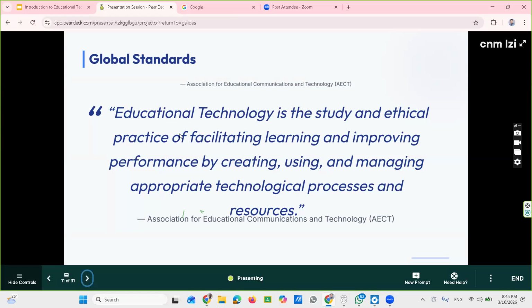Everything we discussed up to now is included inside this definition, except one: ethical practice. Right? That's also very important. If you are using technology for your teaching and learning, one of the big or important things is that you have to follow ethical practice, ethical things, right? Also known as digital ethics. How you are doing your learning and teaching activities with technology, how you are doing these things by following ethical practice.